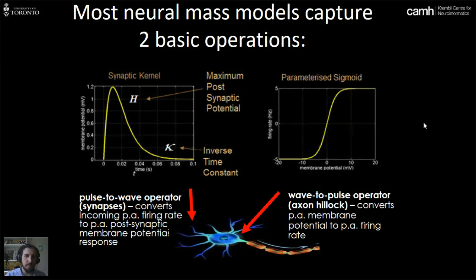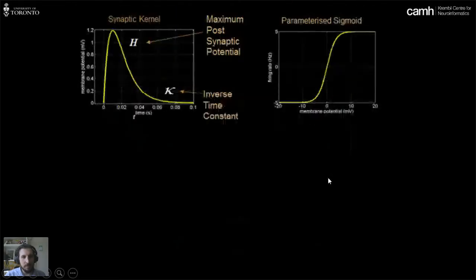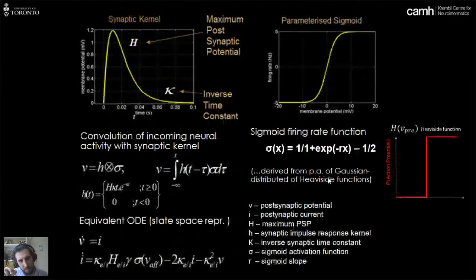But this sigmoid is what's providing our wave to pulse operator. So defining what is the output signal of the neural population instantaneously in time, given the population average membrane potential. So just drilling down on these a little bit more.